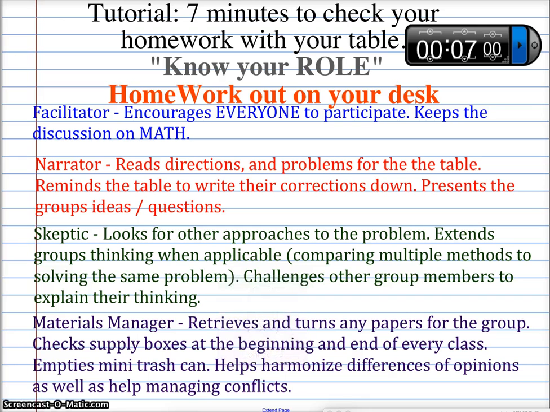Just a reminder, know your role. Facilitators, you are to encourage everyone to participate. Narrators, read the directions, please. Skeptics, double check each other's work to make sure that it matches. If anyone has discrepancies or different approaches, that's your job to point out. And materials managers, make sure that your table is complete, everything's in the right place.